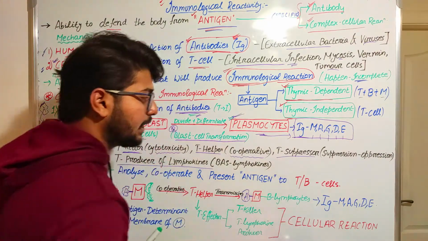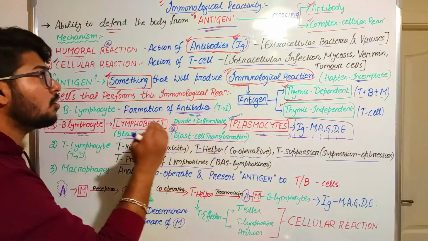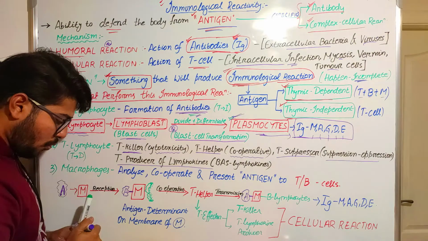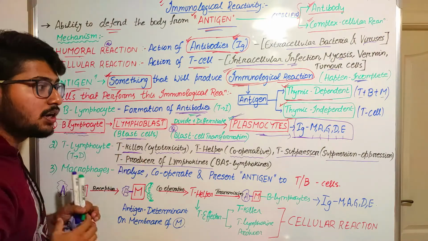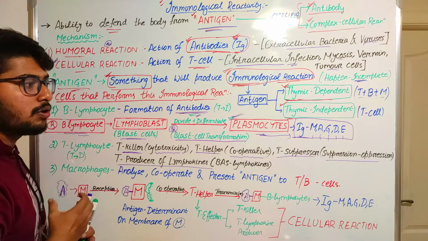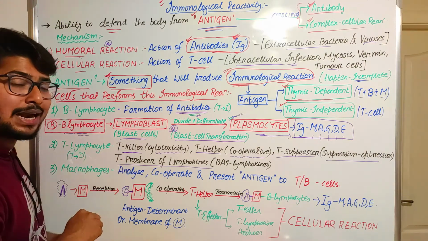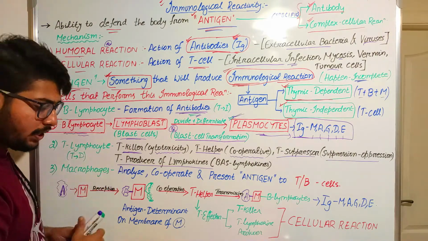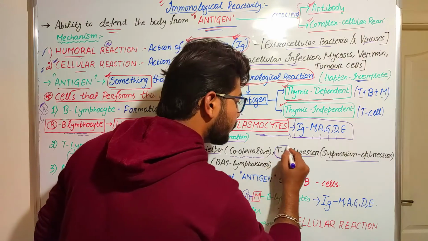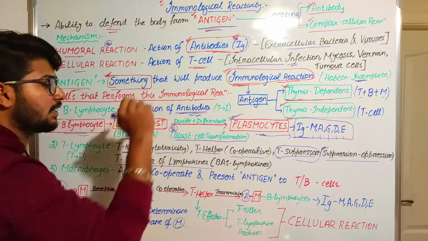T suppressor means it will suppress the immunological reactions. It means that at a certain time period our body will reach a condition in which the body will try to stop the immunological reaction. At that very moment, the T suppressor cells will get activated to suppress the immunological reactions.